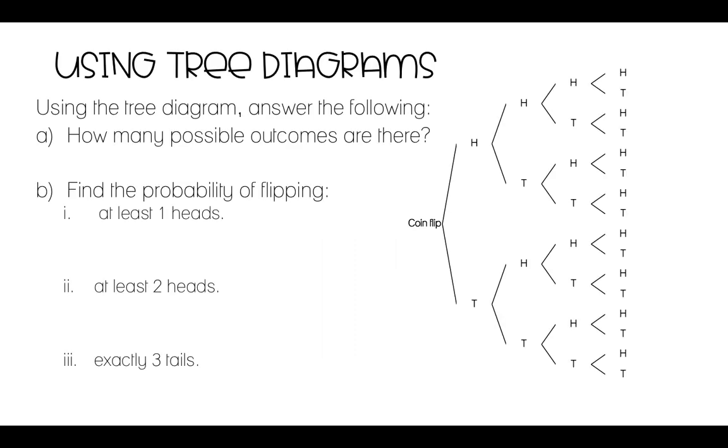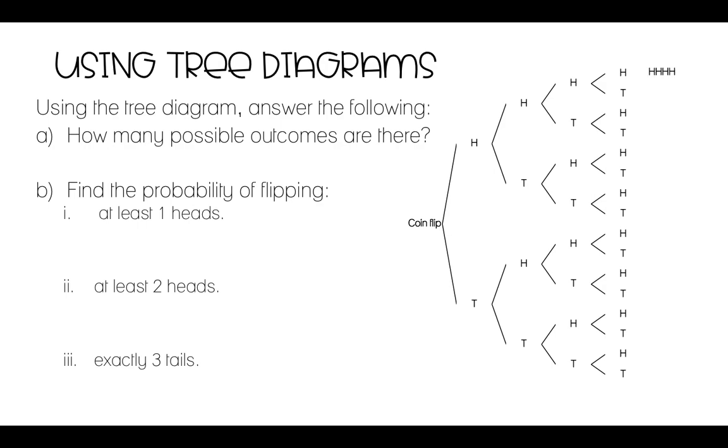In this lesson we are going to look at tree diagrams and using tree diagrams to represent data and also as a way of calculating the probability of an outcome occurring. So first let's look at how we use tree diagrams. We're going to use the tree diagram on the right to answer some questions. The first one is how many possible outcomes are there in total?